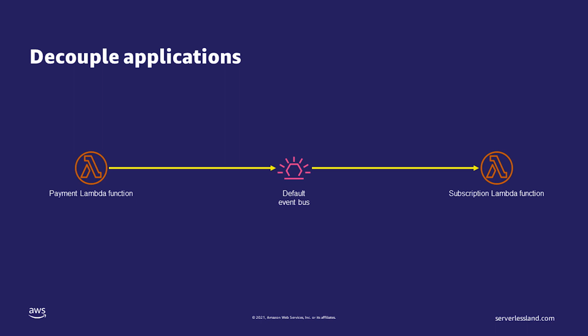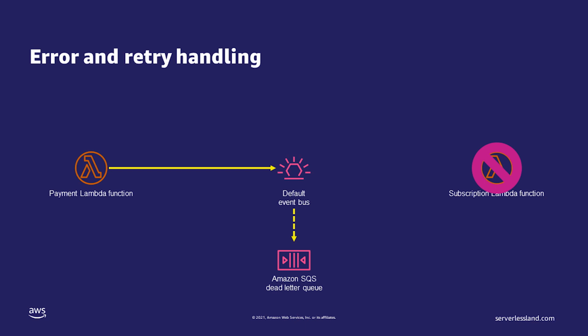A better option is for the payment service to drop a request on the EventBridge bus requesting a subscription to be created. If the subscription Lambda function fails or is unavailable, the payment Lambda function can still go about its business. This brings about another feature of Amazon EventBridge. If a target service fails, EventBridge can be configured to retry after a certain period of time. If the process still continues to fail, the event can be dropped into a dead letter queue for troubleshooting as needed.